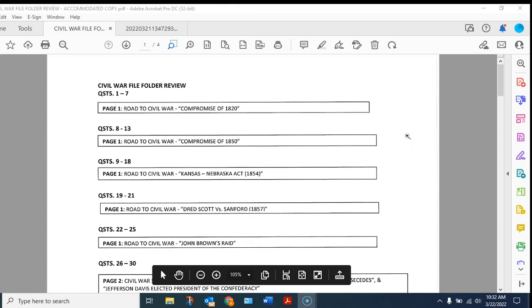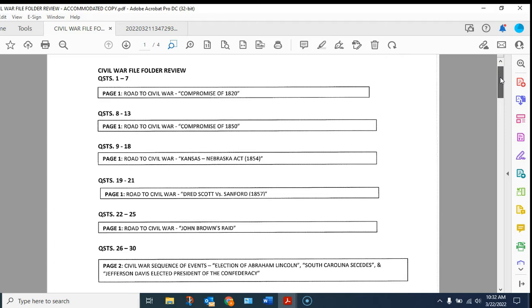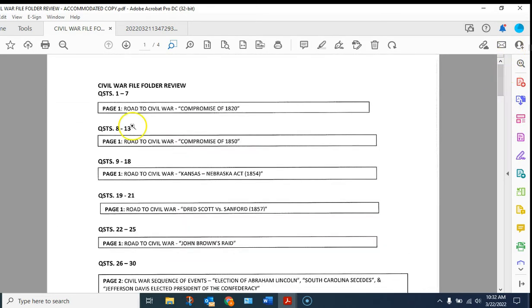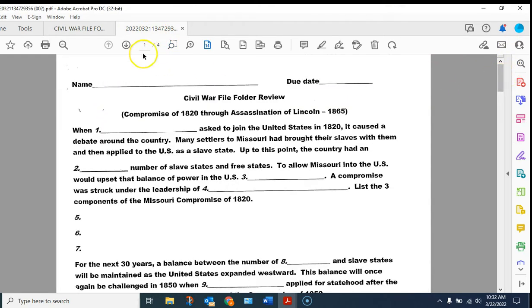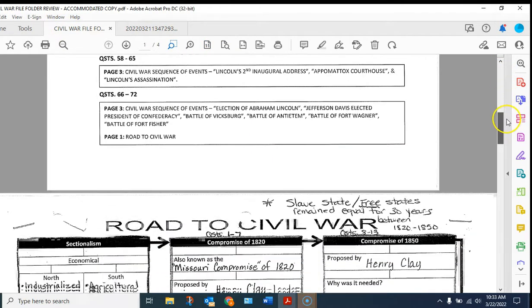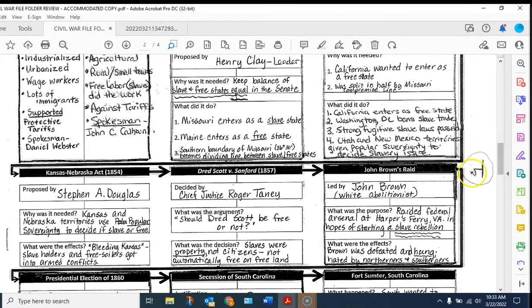Okay, on the Civil War file folder review, there are sets of questions, and you can scroll down. You have a copy of this that Miss Ella has given to you already. But you'll see, for questions 1 through 7, you'll look on page 1 of this handout. If you scroll down, this is page 1. There's the page number on the side there.